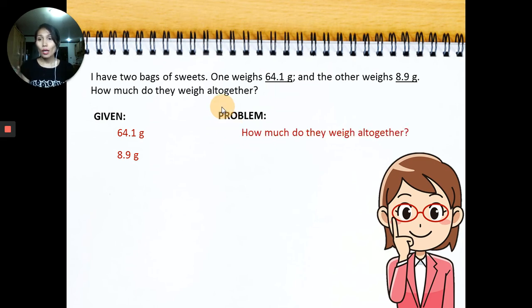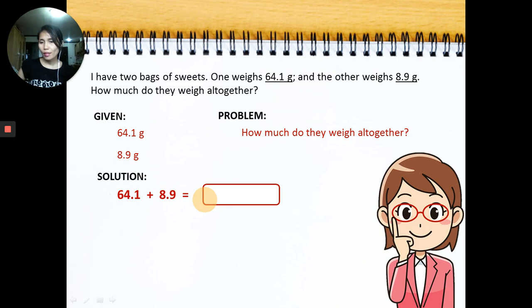So you see, altogether is a synonym with total. So that means you are looking for a greater number again, not the smaller number of these two given numbers, but the greater number, because you have to put them all together. So that means you will plus, you will add again. So the solution is 64.1 plus 8.9. So let's find the answer here.